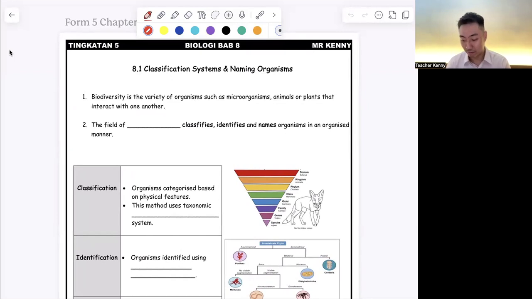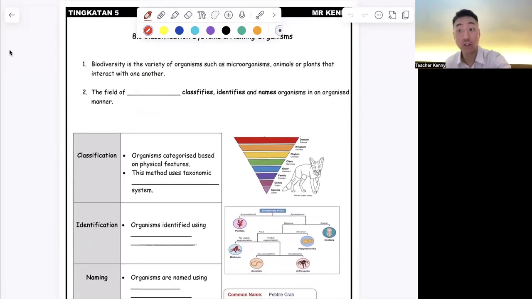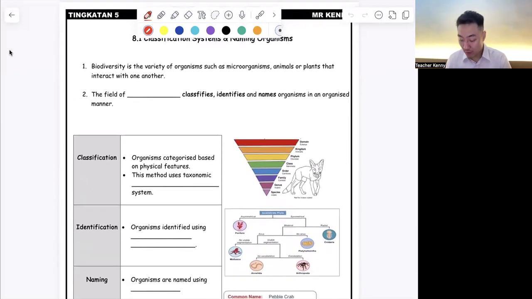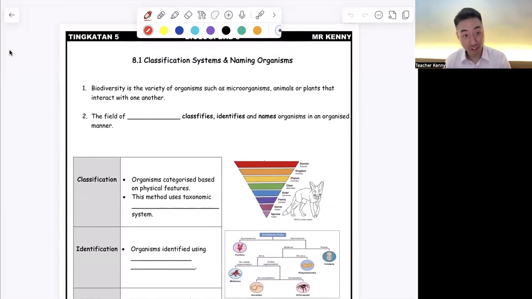Now I'm just going to do a short recap of what we learned in chapter 8.1 last class. If you haven't watched the video, please go and watch back the part one video. Last week what we learned is biodiversity. This whole chapter is called biodiversity, and biodiversity basically means many types of living things. A lot of animals, a lot of plants, a lot of bacteria, microorganisms. And last week's class was learning how to compartmentalize them because there are so many living things on Earth.